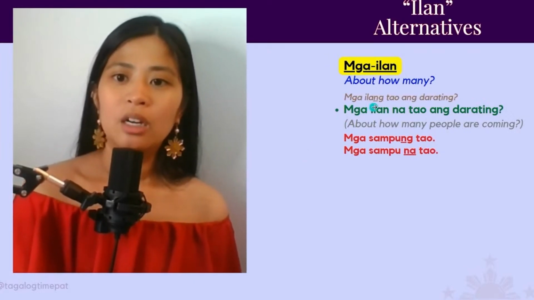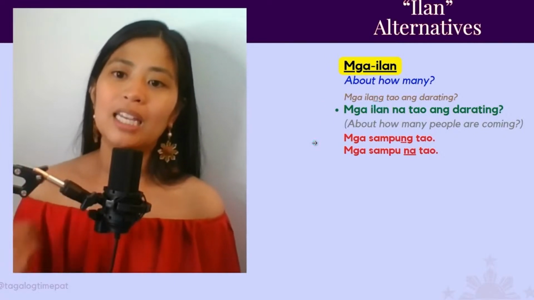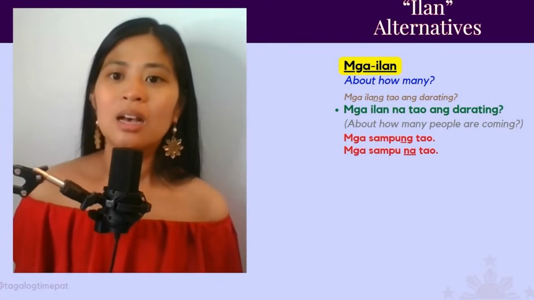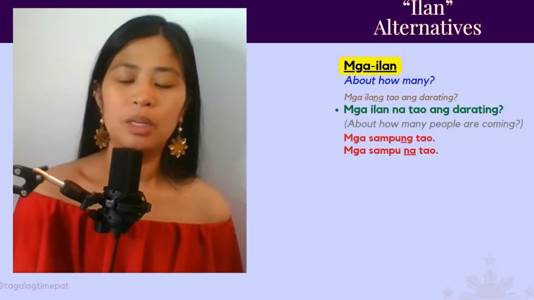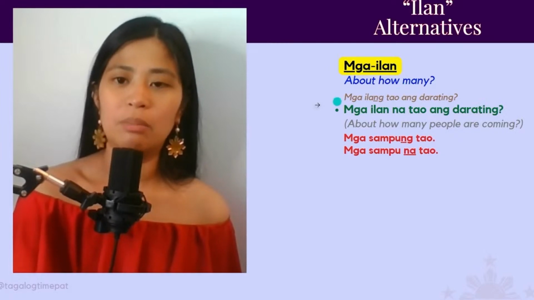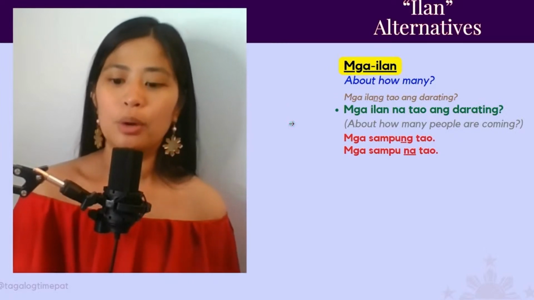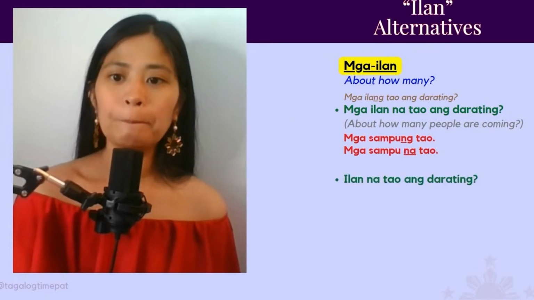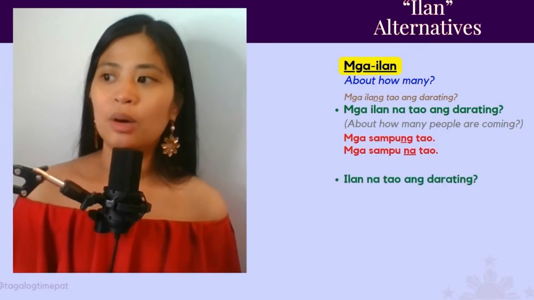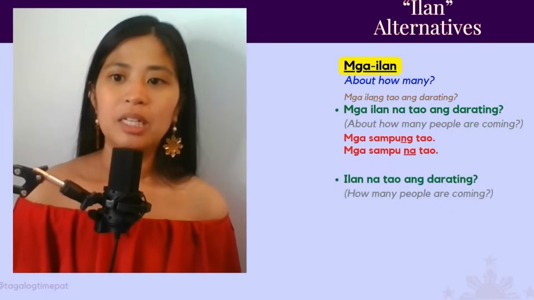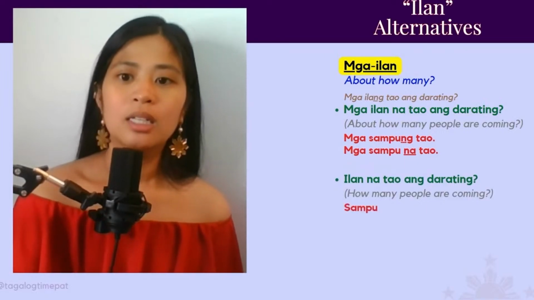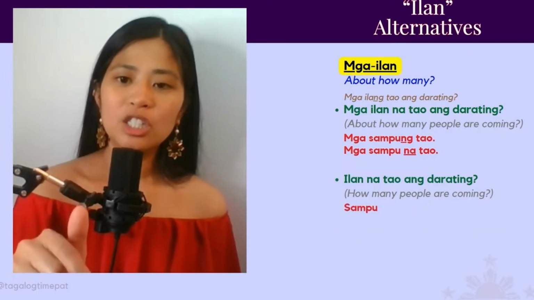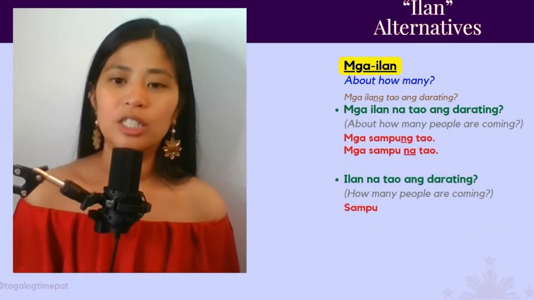And up here, I just wanted to show you, you can make a contraction again. Instead of mga ilan na tao ang darating, it's mga ilang tao ang darating. About how many people are coming. So that's just a pronunciation tip. Make that contraction to make it flow a little bit better. Another example, ilan na tao ang darating? How many people are coming? Ilan na tao ang darating? 10. So that's just to show you the difference here.